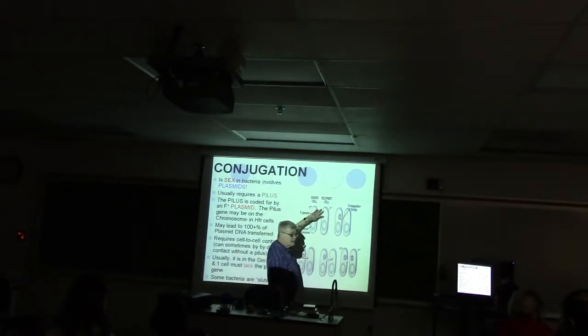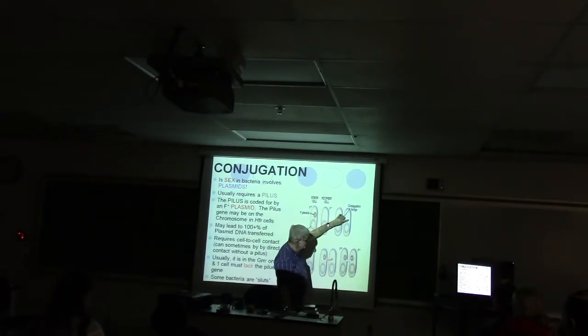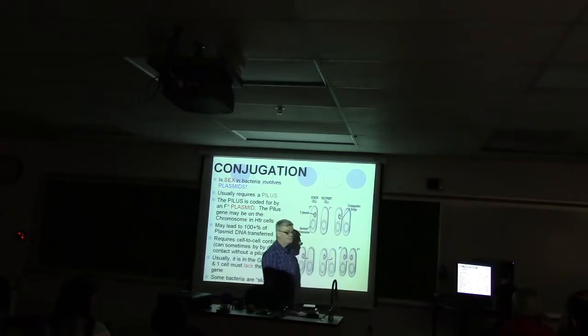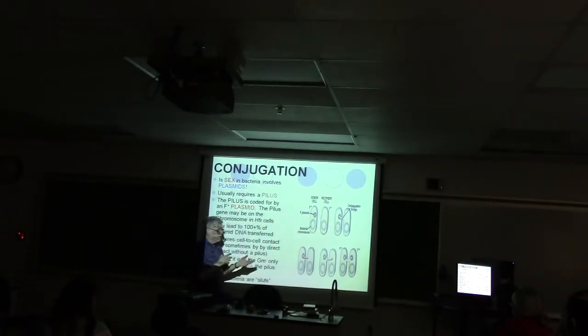So first it finds a girlfriend that doesn't have an F plasmid, and then it doubles itself. Then it makes a little tube, and the first gene that's passed is the F gene. And if allowed long enough, it can transfer the whole plasmid.